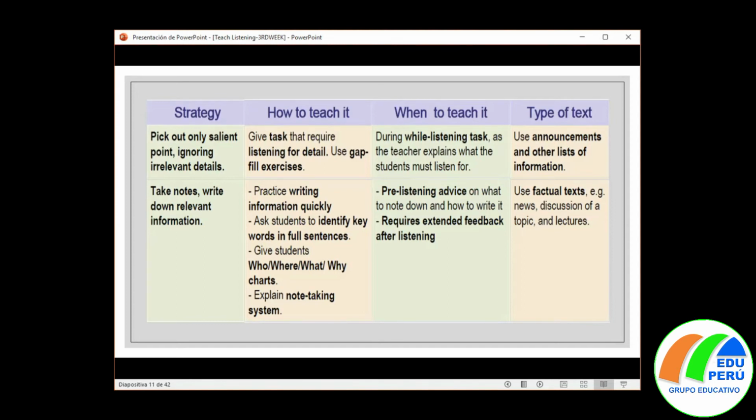Type of test. Use factual tests. Example, news, discussion of a topic, and lectures too. Right? So notice here the strategies that we could use.